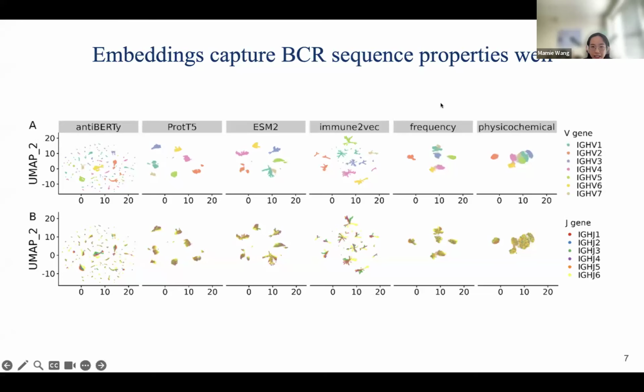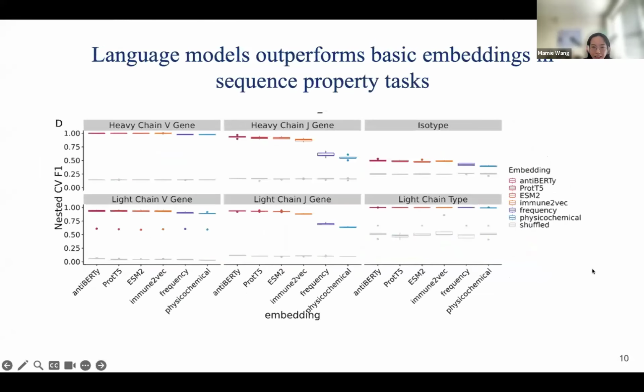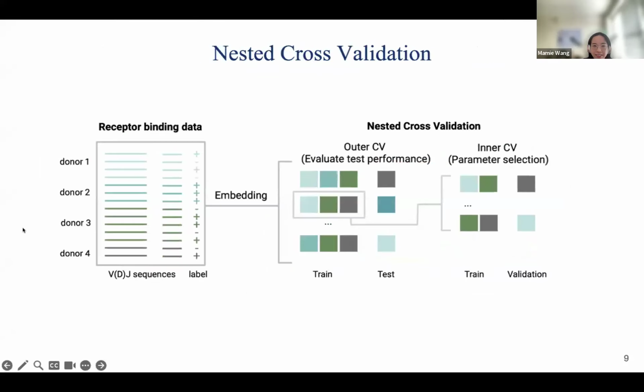And I performed the same visualization on the somatic hypermutation frequency and junction length as well, and they seem to encode the information pretty well. However, to formally evaluate how well each embedding encodes these properties, we need to do something more complicated. Basically, we trained a supervised model given the embeddings and evaluated it using nested cross-validation.